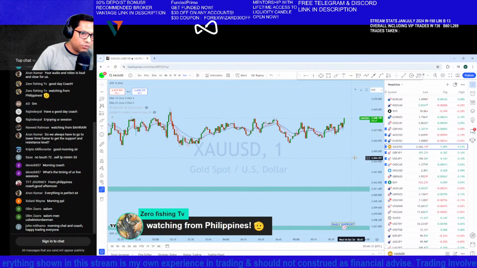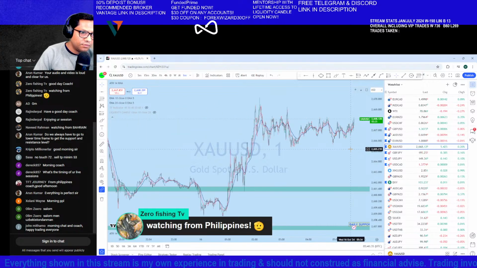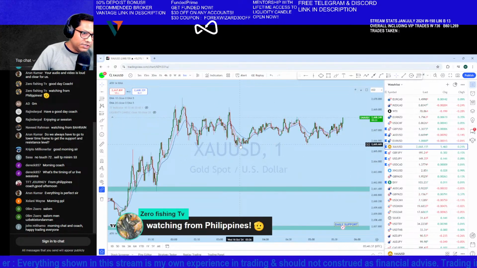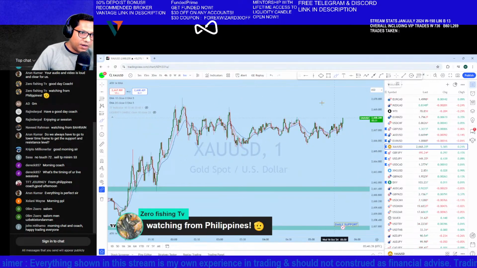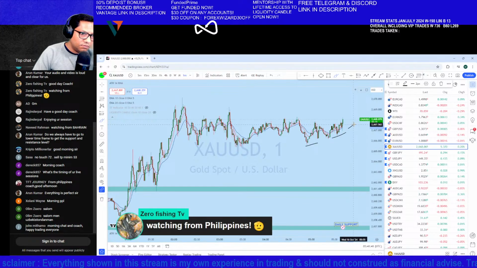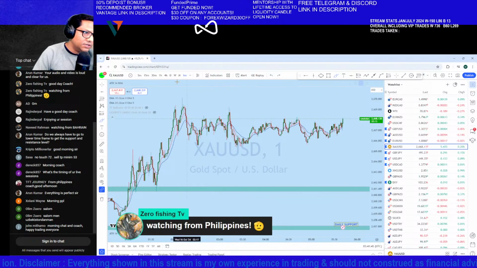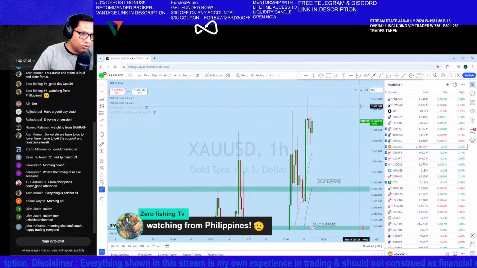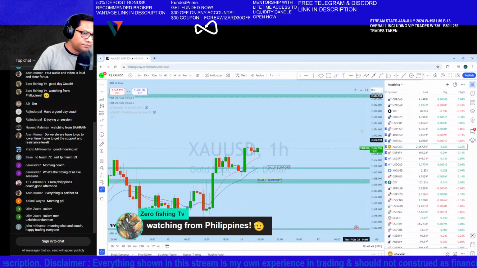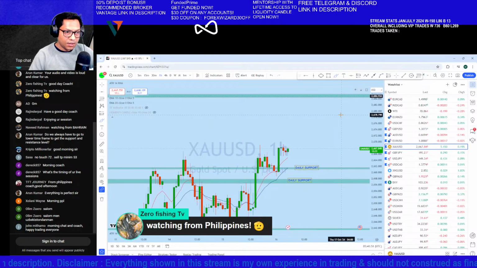Okay, dropping again to the 1 minute. We see some series of higher lows, which might lead the price to try to retest the resistance. Again, going to the 1 hour.